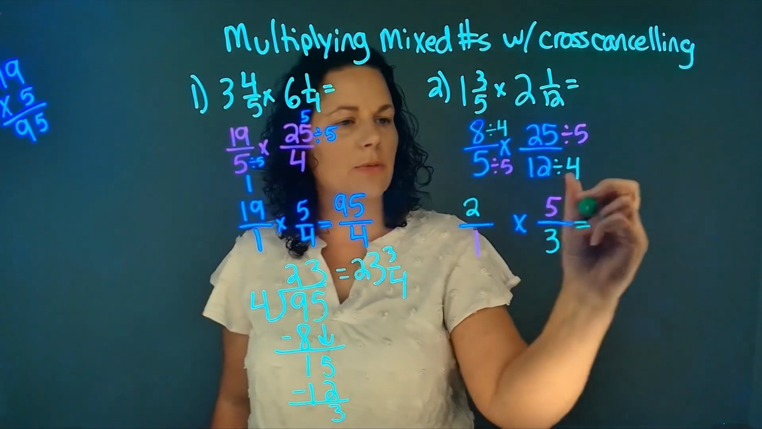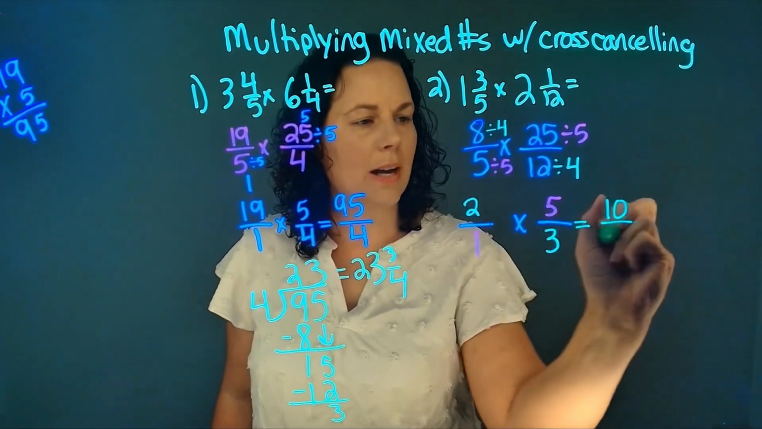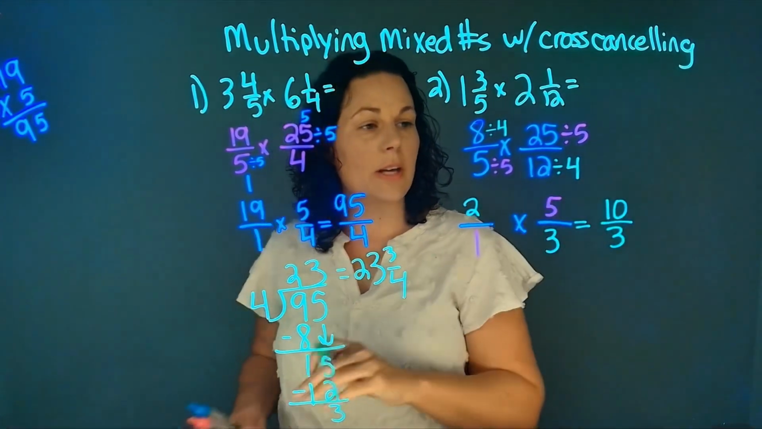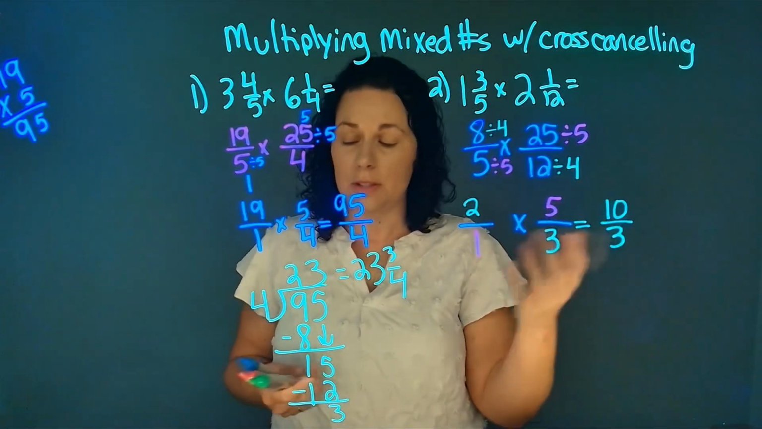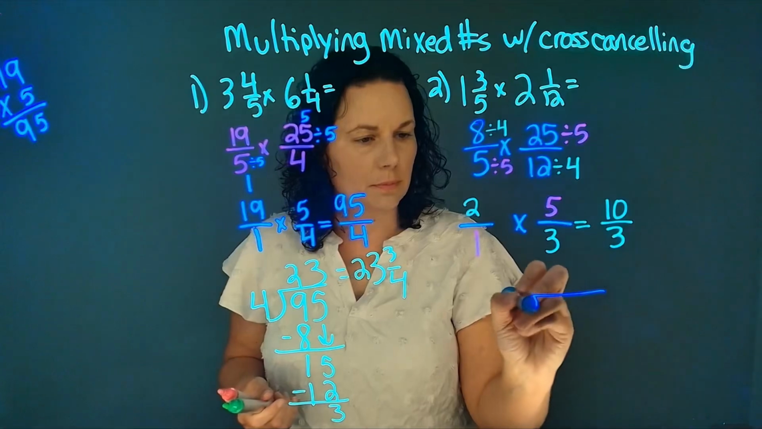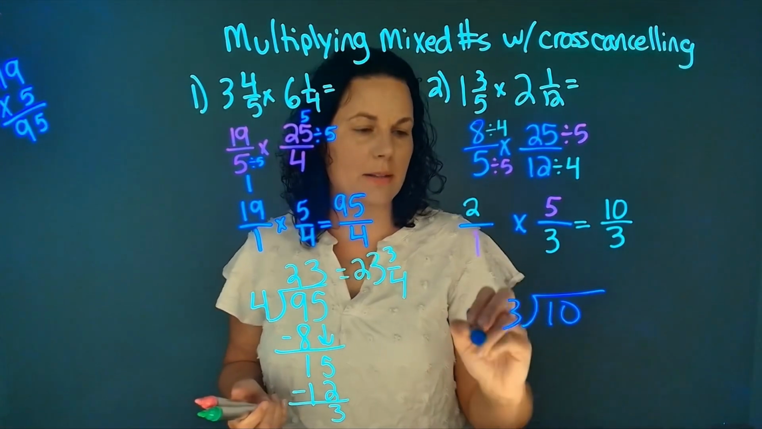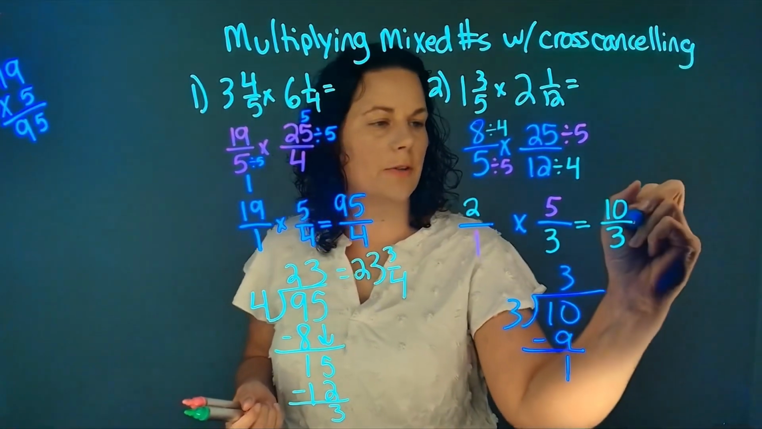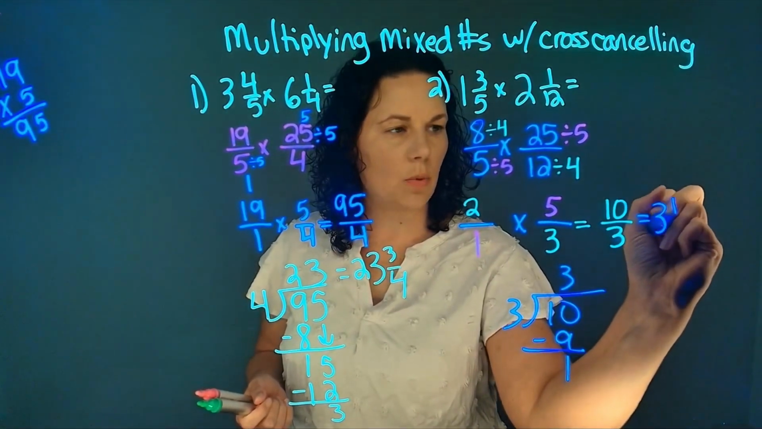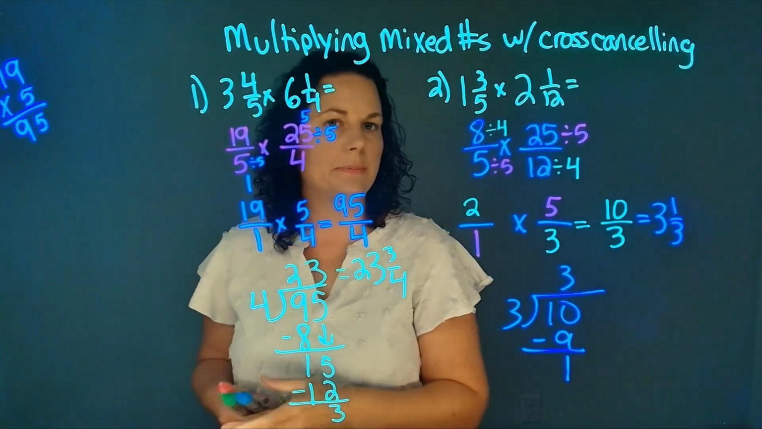All right, 2 times 5 is 10. 1 times 3 is 3. 3 over 10. Make sure that doesn't simplify or reduce. This one doesn't. Divide to get a mixed number. 3 goes into 10 3 times with 1 left over. So that's going to also be 3 and 1/3 when I'm all done.